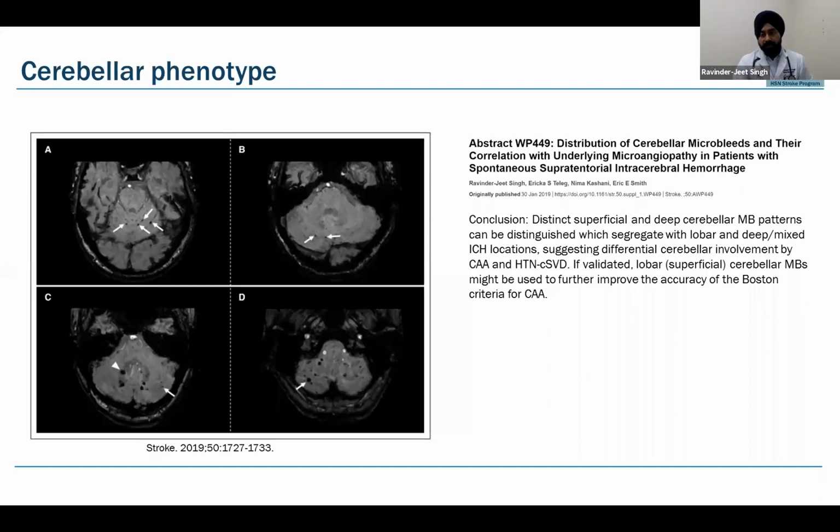In the study where we looked at 134 patients, we did find that if you include the cerebellum in the diagnostic criteria, it might lead to some reclassification from possible to probable, and some from probable to non-CAA diagnosis. So this does have some interesting implications. Again, we would wait for further validation and its incorporation into the regular criteria.